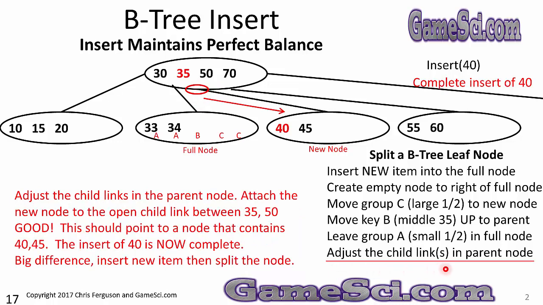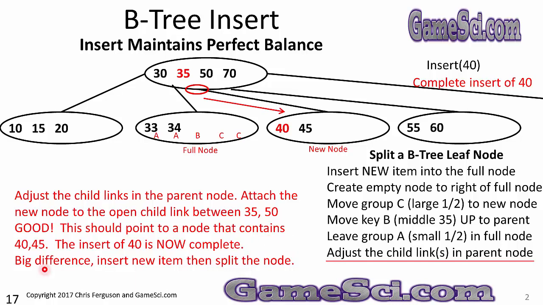We need this open child link. We're still adjusting the child links in the parent node. Attach the new node to the open child link between 35 and 50. This is good. This is the new node we created because of the split. And in the parent between 35 and 50, make sure that you link to this new node. This should always point to the new node that contains 40 and 45. The insert of 40 is now complete.